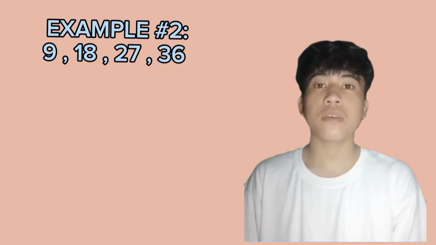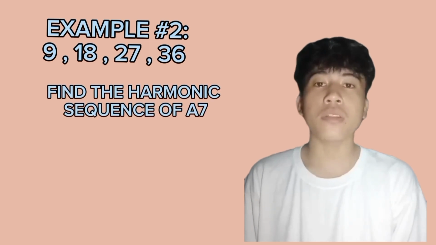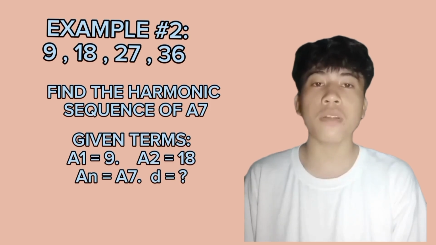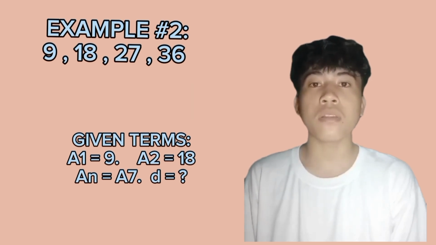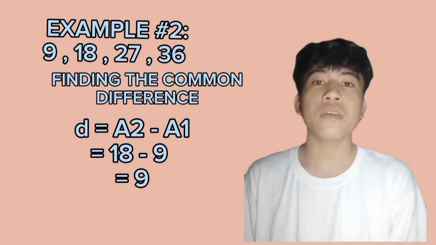Example number 2. 9, 18, 27, 36. Find the harmonic sequence of a sub 7. Our given terms are a sub 1 is 9, a sub 2 is 18, a sub n is a sub 7, and find the d. Before we proceed to the arithmetic formula, let's find the common difference. D equals a sub 2 minus a sub 1 equals 18 minus 9. Our common difference is 9.